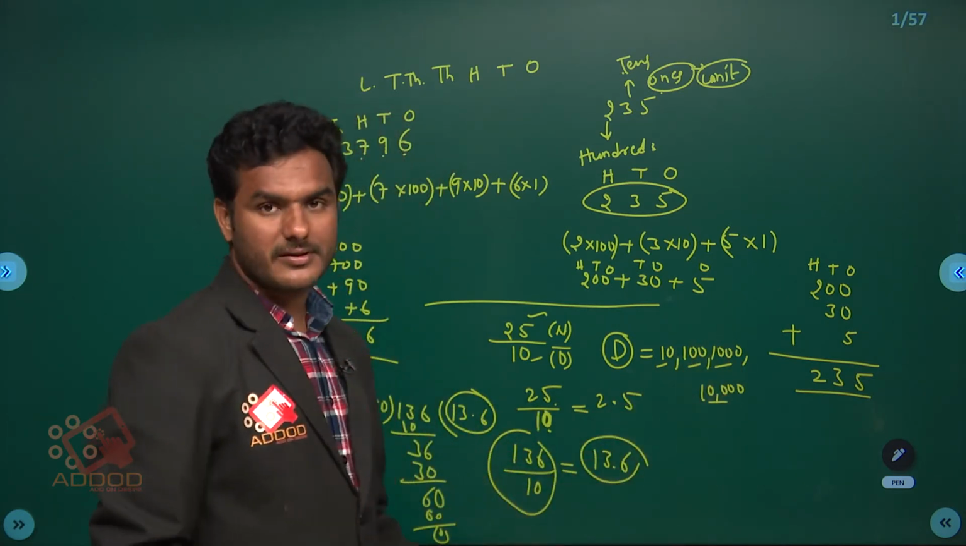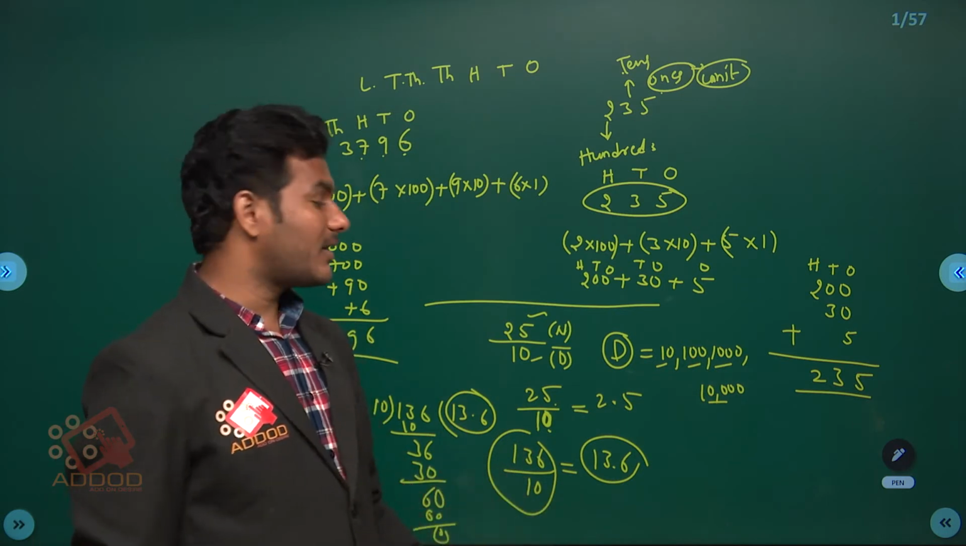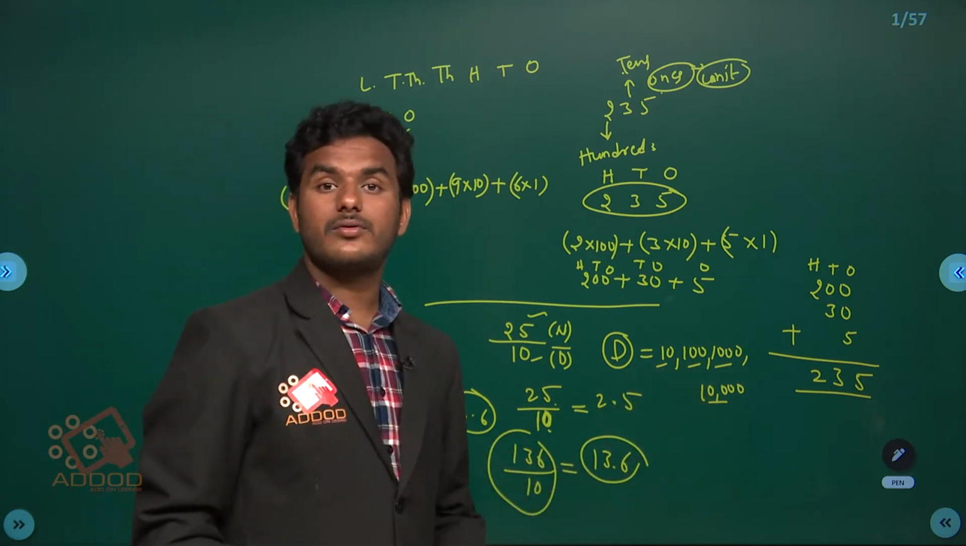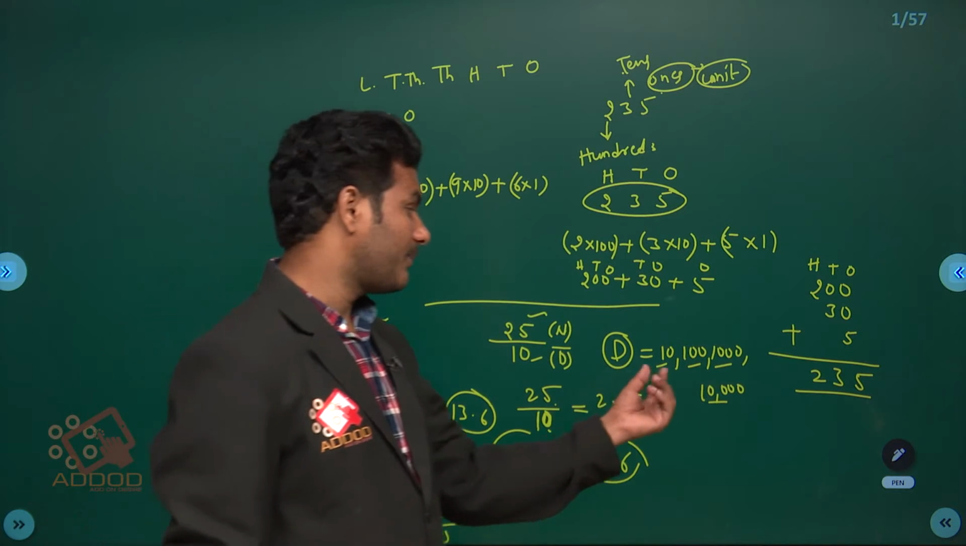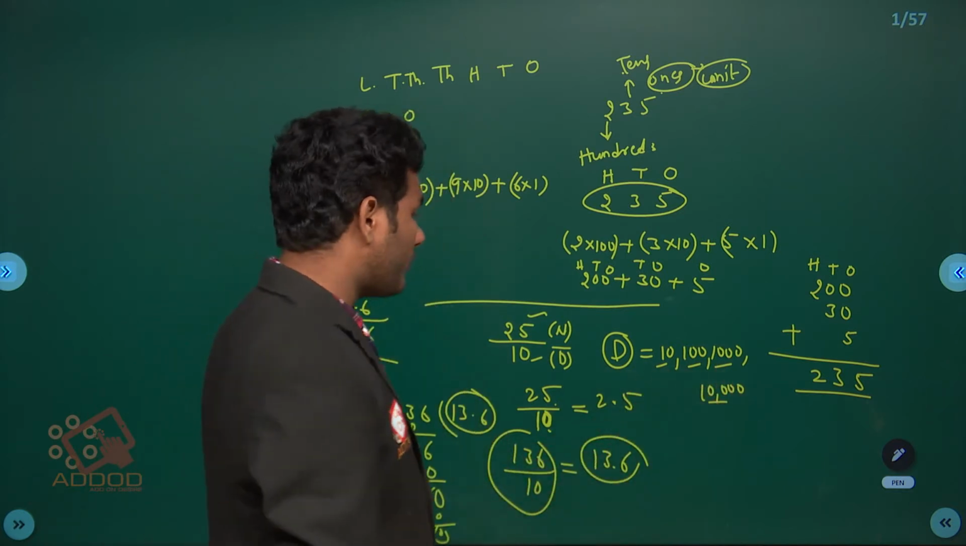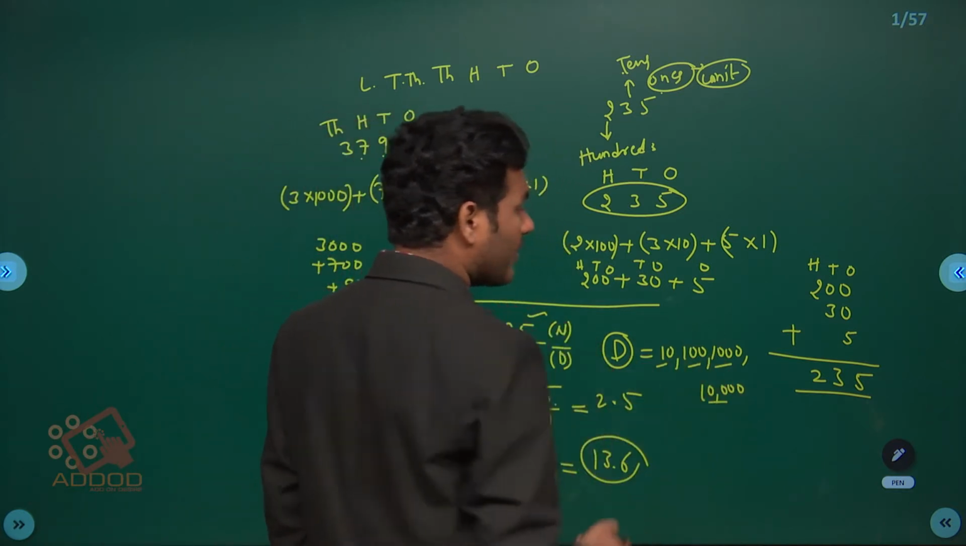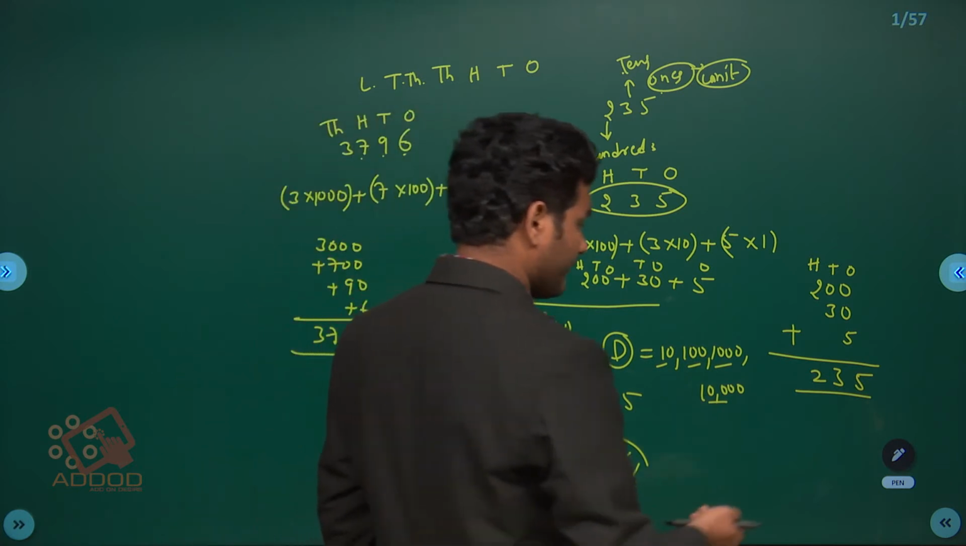This works whenever the denominators are bases like 10, 100, 1000, 10,000. If you don't have the denominators in that manner, it is better to convert the denominators to 10, 100 and 1000 like that. Now, whenever the denominator is 100, how can we write the answer? That we will see.